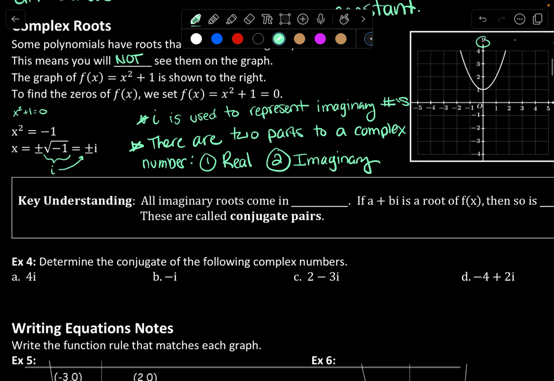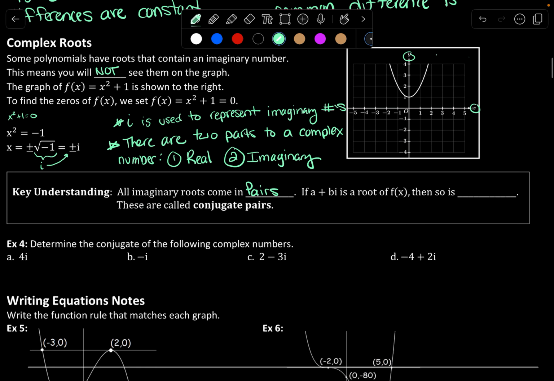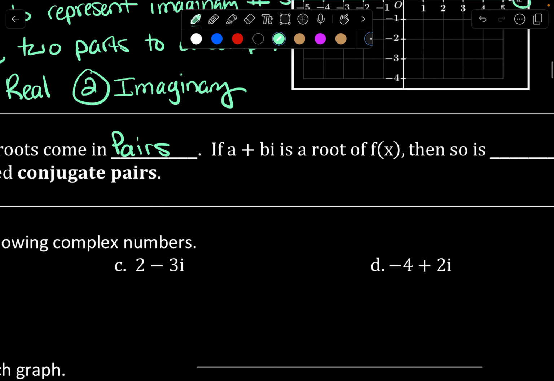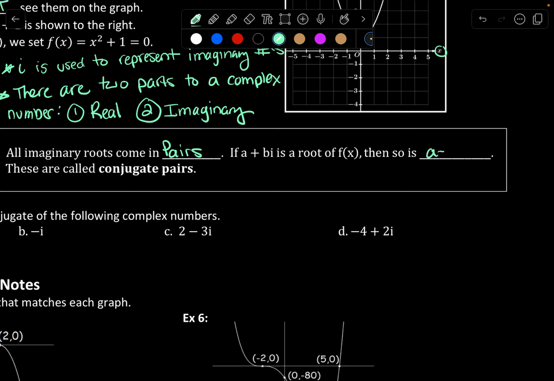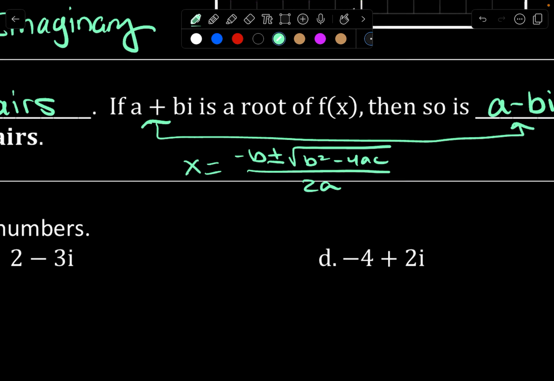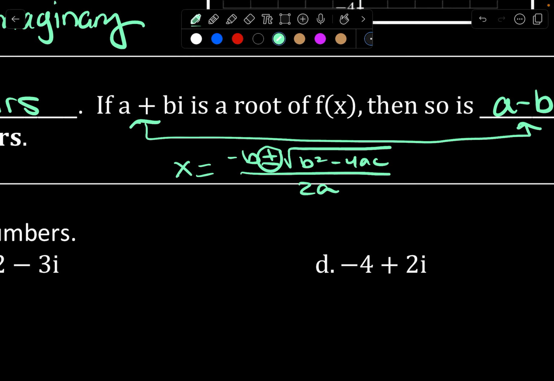So the key understanding is that all imaginary roots come in pairs. So if a plus bi is a root of f of x, then so is a minus bi. And this is not a coincidence. This is from the quadratic formula. So the quadratic formula, with the x equals negative b plus or minus the square root of b squared minus 4ac all over 2a. This is why we have complex roots. That plus or minus creates that pair, all right?